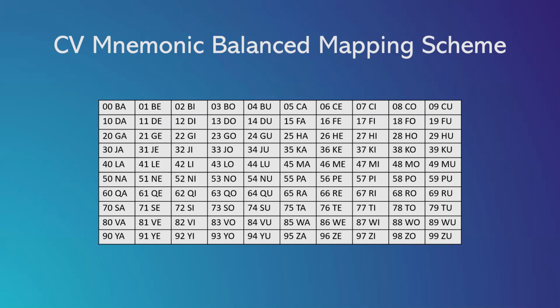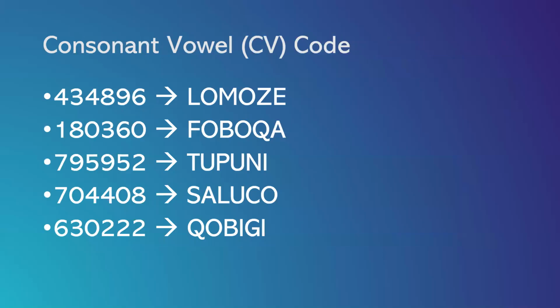So once you have such a table, you can take any number and then you can break down the number into two-digit sequences and then use the table to construct the CV mnemonic. For example, in these cases, we have 5 random numbers, and we have used the table to construct the CV mnemonic. And what we believe is that this mnemonic code is more pronounceable and also more memorable in most cases compared to the underlying numeric code.